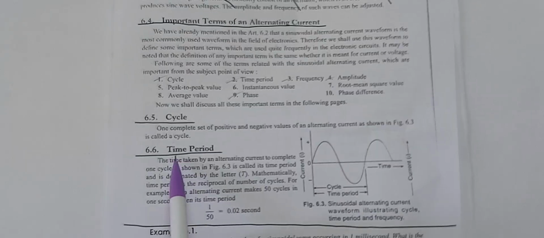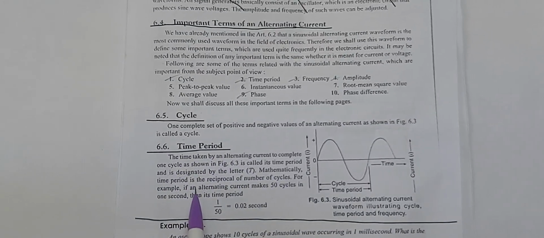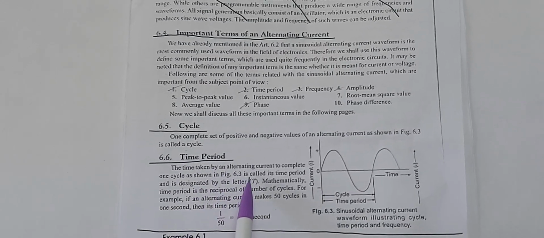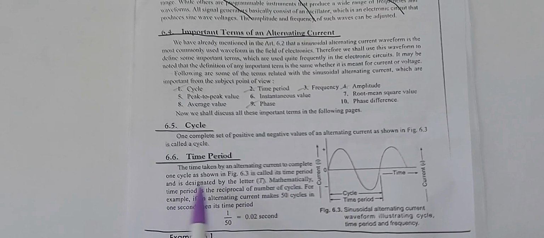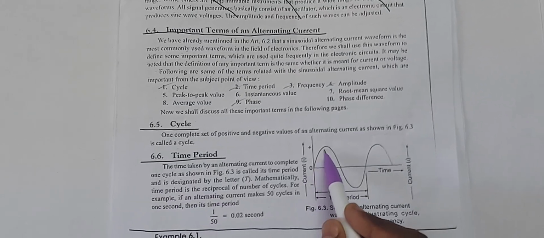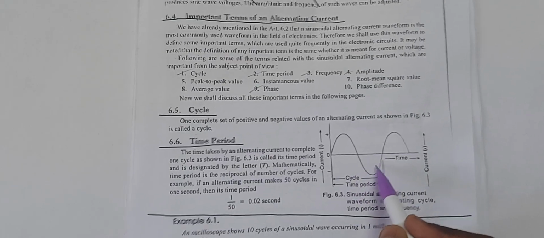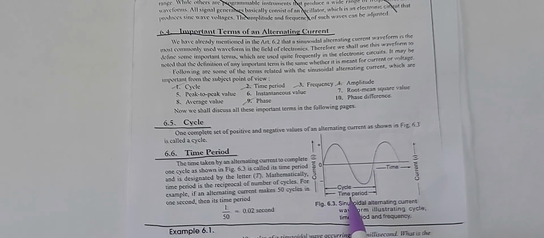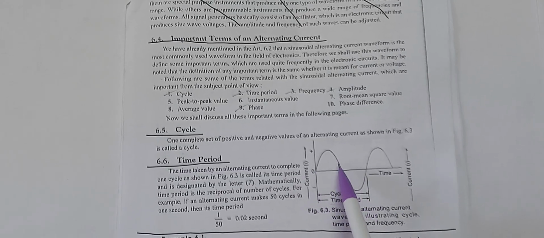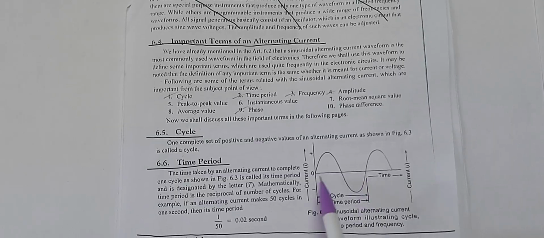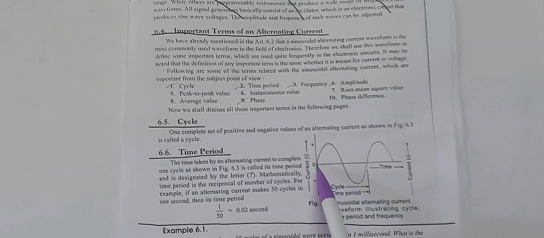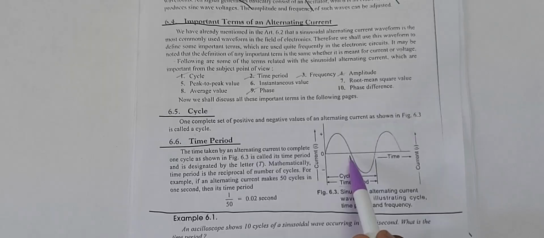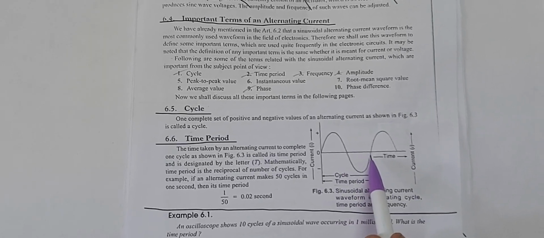So next, what is time period? Define time period, or what do you mean by time period? The time taken by the alternating current to complete one cycle. How much time is required by the wave, or alternating current, to complete a cycle is called the time period. In the figure it is clearly mentioned what the time period is. One positive and one negative half together form 360 degrees. If you join them together it will form a circle. How much time is required for this formation is known as the time period.